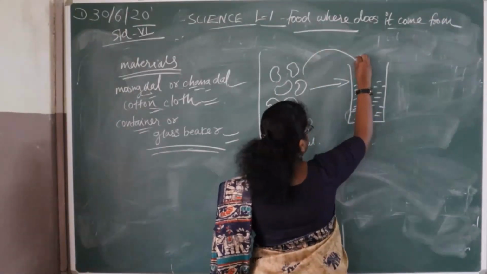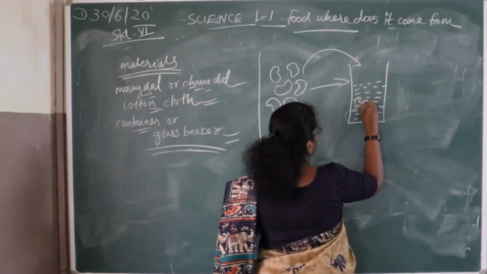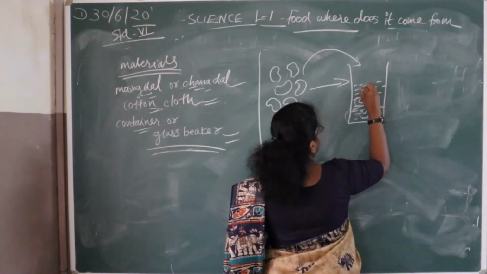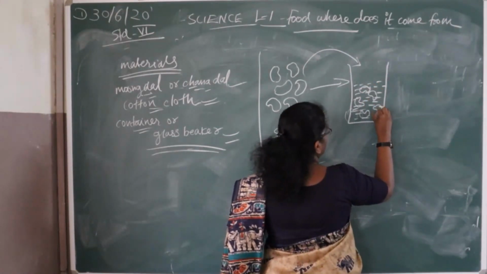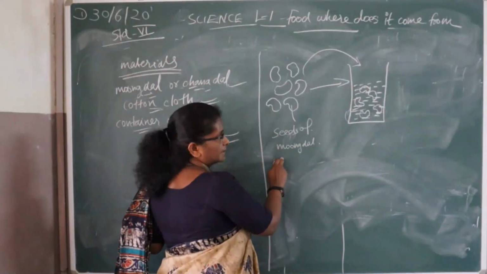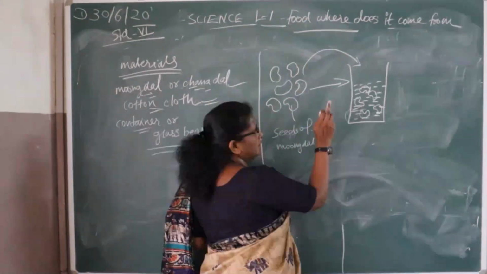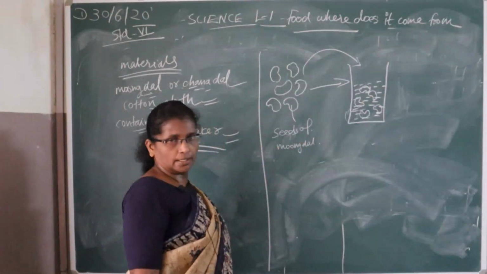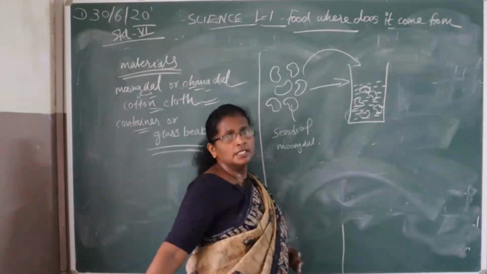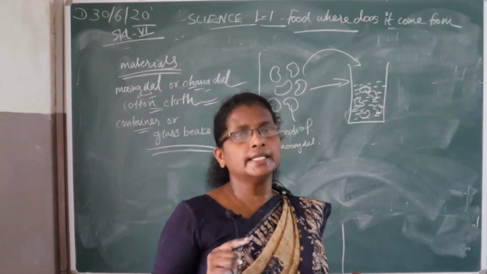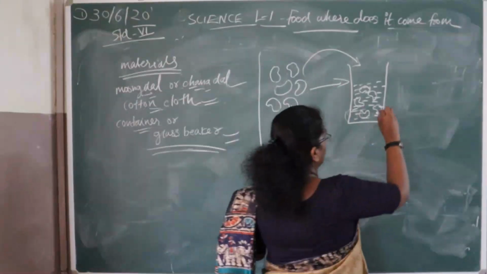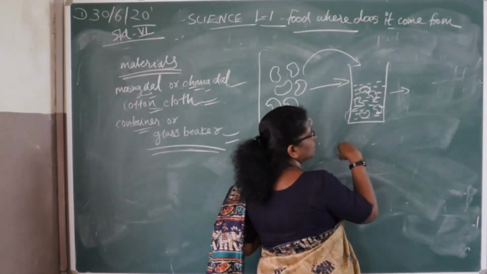First we take the seeds of moong dal. The next step, take some water in a glass beaker and put these seeds into the glass beaker. Let them stay overnight. Next day, drain out the water from the glass beaker.